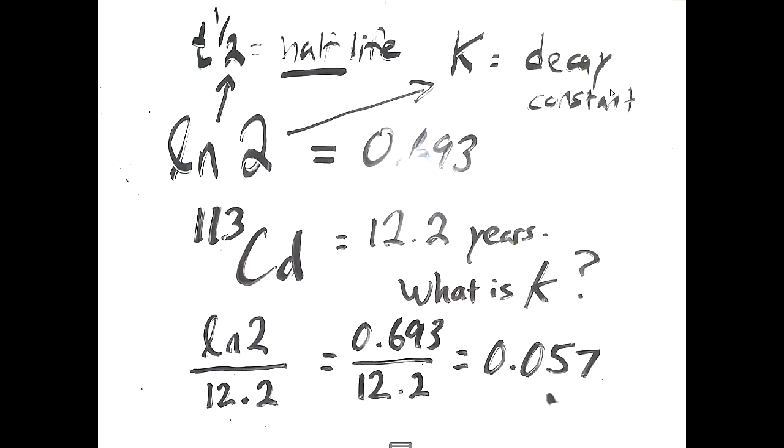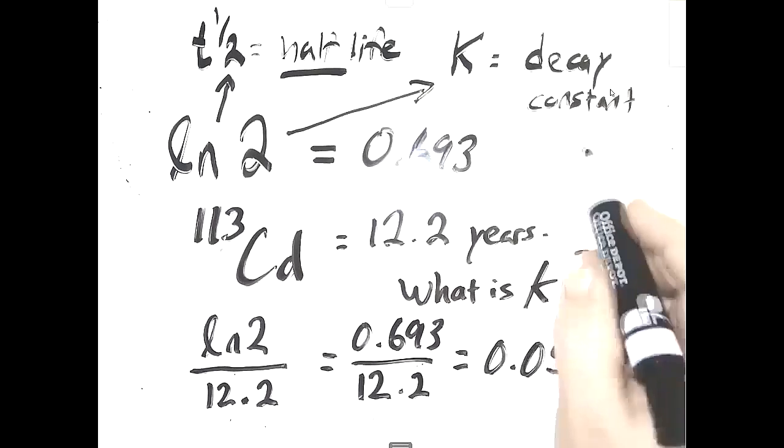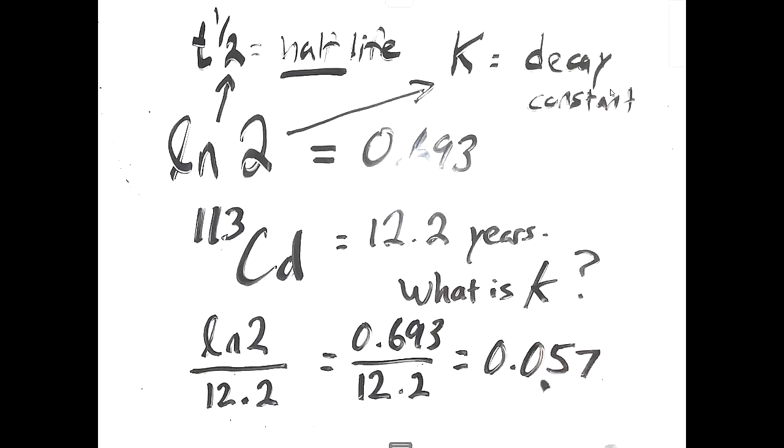What's this number? Is there a unit with this number? Turns out the decay constant is unitless. It's just a number. But that's how you would find K. If you're given the half-life for a given isotope, 12.2 years, why, you can figure that out right here.